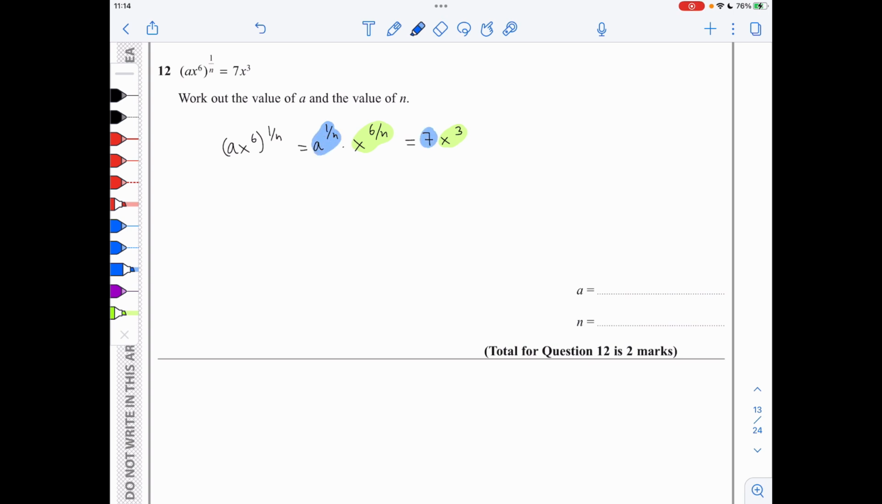So I start by considering the x term. The base is the same, it's x, so 6 over n is equal to 3. 6 is 3n, so 2 is n. So a to the 1 over n is 7. We just found that n is 2, so a to the 1 over 2 is 7, which means that a is 7 squared, which is 49, and therefore a is 49 and n is 2.